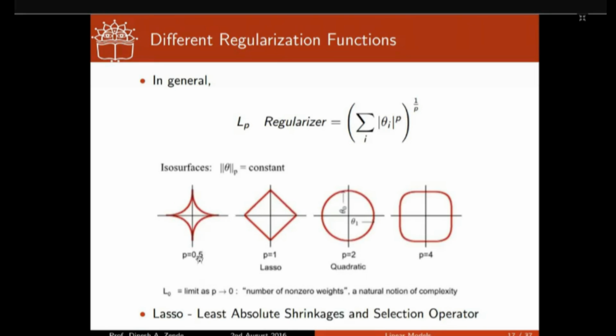So this is 0.5. These are the isosurfaces drawn with that. This is called lasso. Lasso is least absolute shrinkage and selection operator. Then this is p equal to 2, which gives you the quadratic model. Then p equal to 4, and you can see that the isosurface is drawn as a square. So you can think of this as various regularizers depending on the complexity of your model.